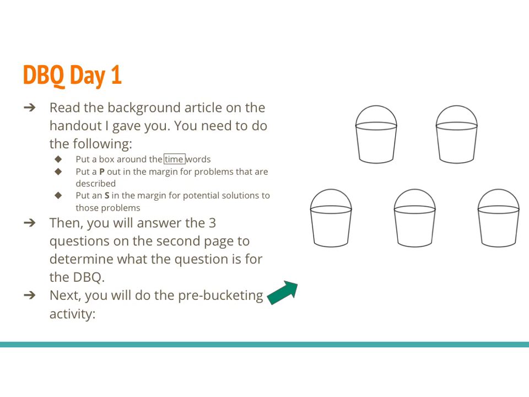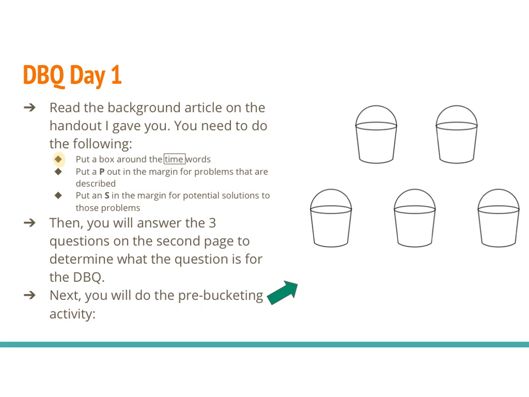All right, so also the handout that I gave you has the background essay for the DBQ, okay? So I want you to start off by reading the background article. It's just 1 page, but it gives you a good rundown there. And I also gave you 3 steps to do as well that you can see over here. I want you to put just a square around all of the time words that you see while you're reading.